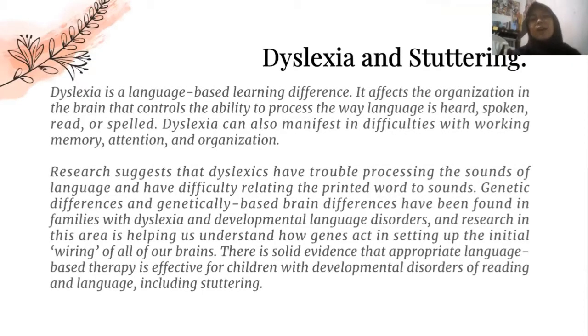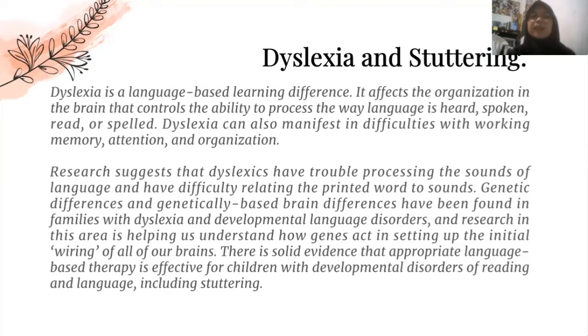The second one is dyslexia and stuttering. Dyslexia is a language-based learning difference. It affects the organization in the brain that controls the ability to process the way language is heard, spoken, read, or spelled. Dyslexia can also manifest in difficulties with working memory, attention, and organization.